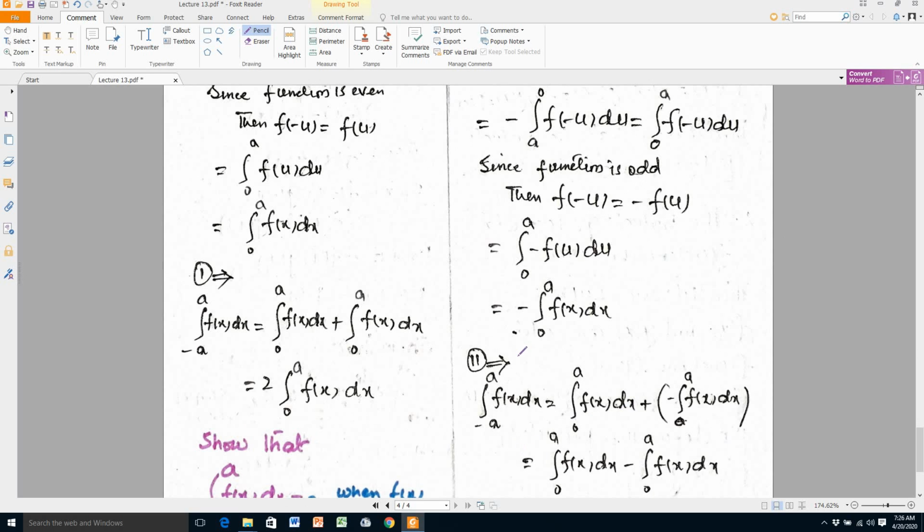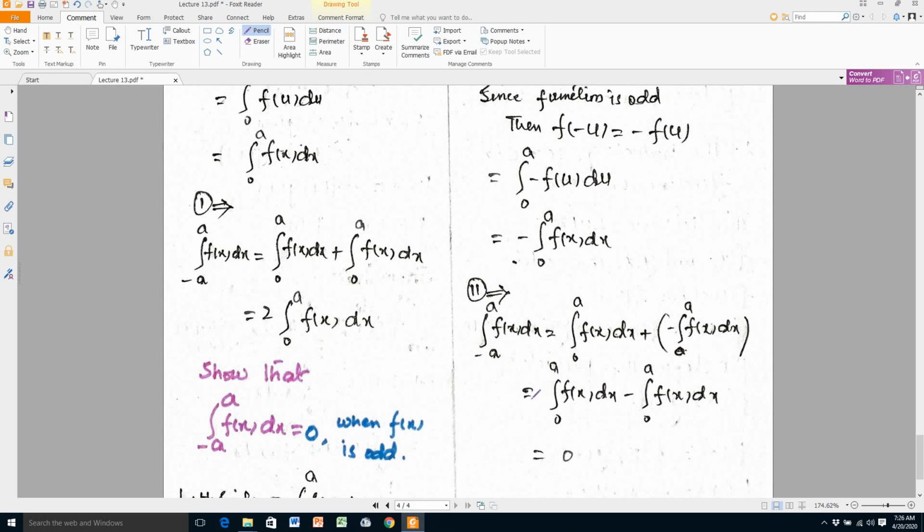So equation number 2 implies the integral from minus a to a, f of x dx is equal to the integral from 0 to a, f of x dx plus the value of j, which is minus the integral from 0 to a, f of x dx. So it is the integral from 0 to a, f of x dx minus the integral from 0 to a, f of x dx. This integral cancels with this integral and you get 0.